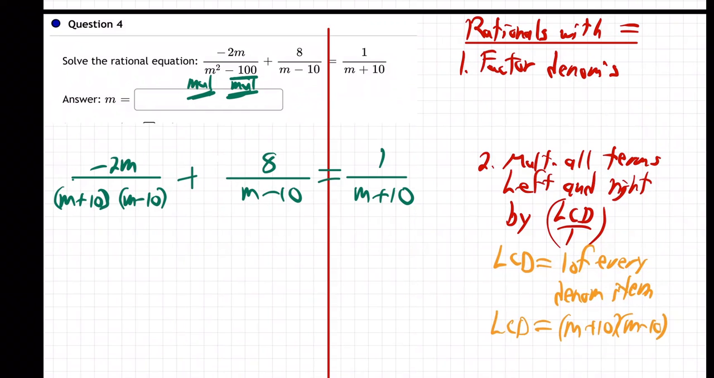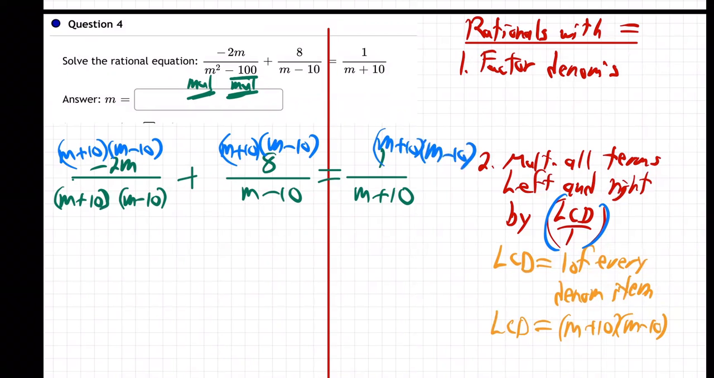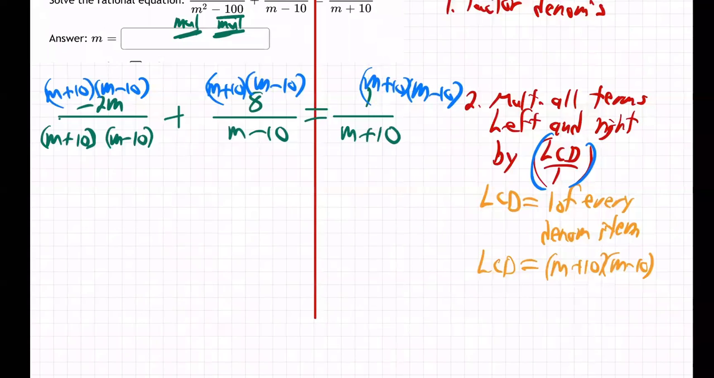Okay, so what do you do with it? You multiply through by that over 1. So I'm going to go m plus 10, m minus 10 on that term. And then m plus 10, m minus 10 in the middle. And then m plus 10 and m minus 10 all the way across over 1, on top of all the terms. Does that make sense? That's okay to do because we have a left side and a right side. The left side equals the right side. So I'm doing the same to all the terms on the left and all the terms on the right. If they were equal before, and you treat them the same, they've got to be equal afterwards.